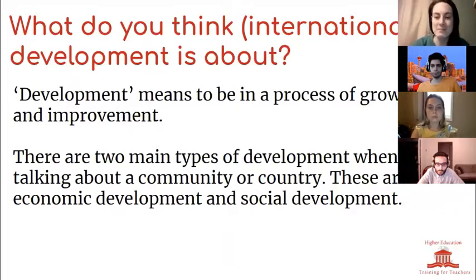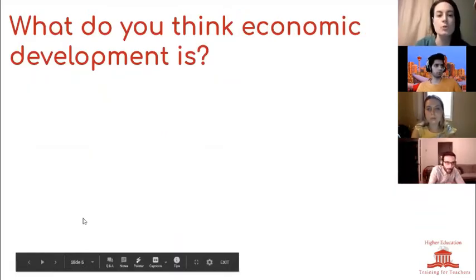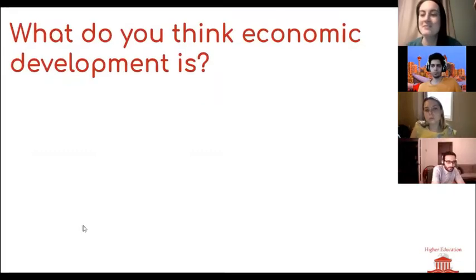There are 2 main types of development. You talked about it a little bit when you mentioned a school. These are economic development and social development. Okay, so what do you think economic development is? If we're looking at a community or a country, what is economic development? Investment in infrastructure. Yeah, investment in infrastructure. Good. What else? The potential for income. Yes. Maybe. Yeah.